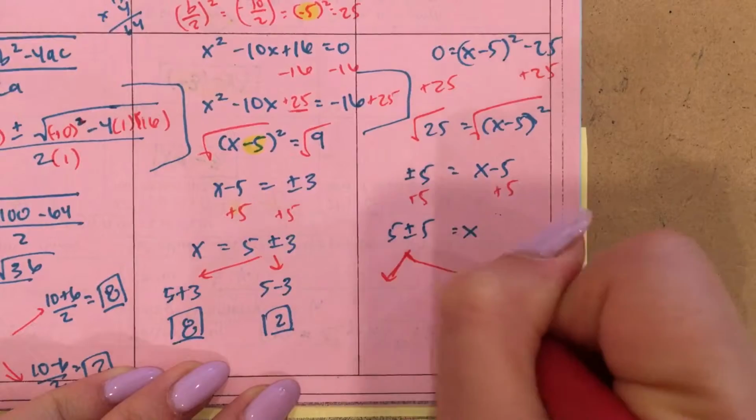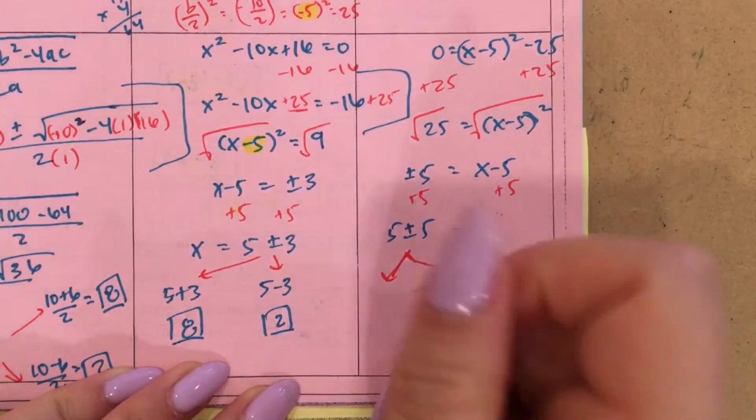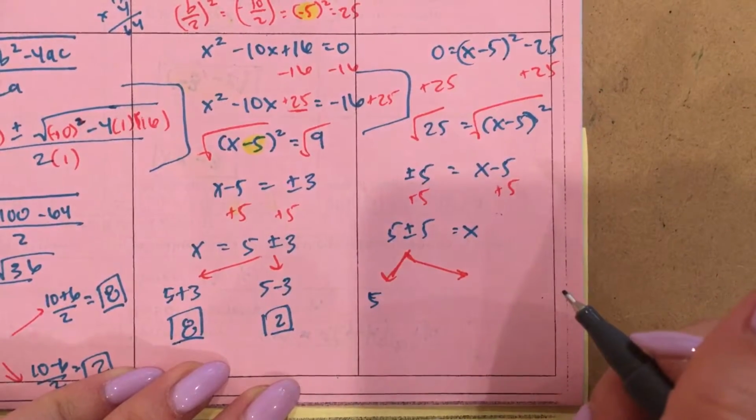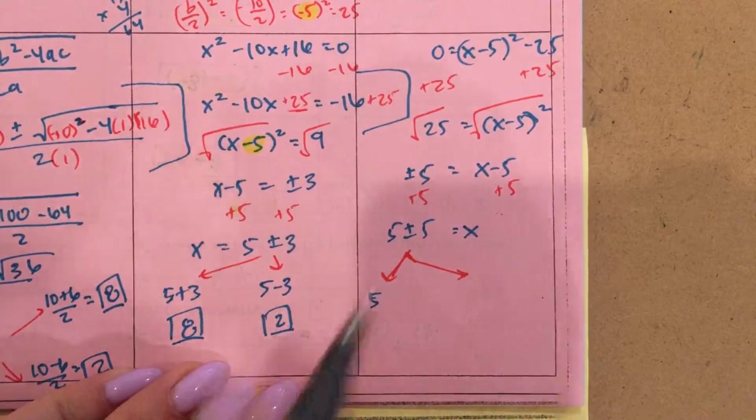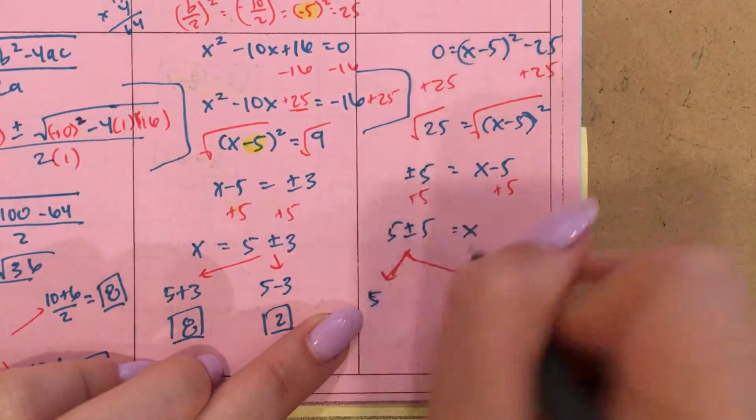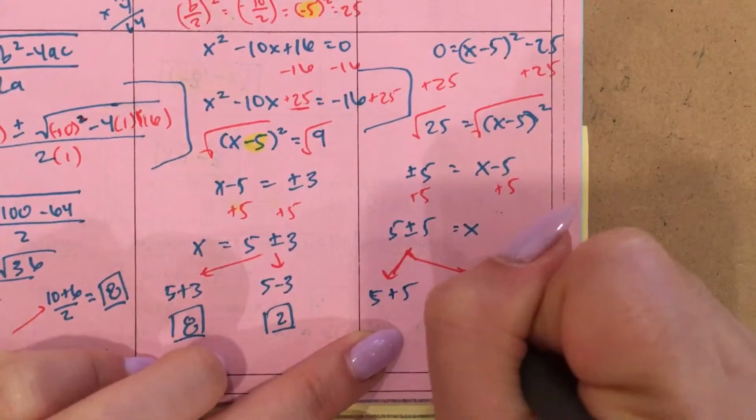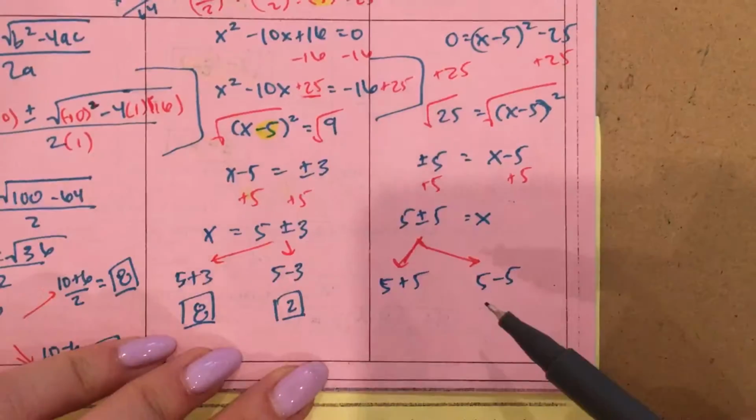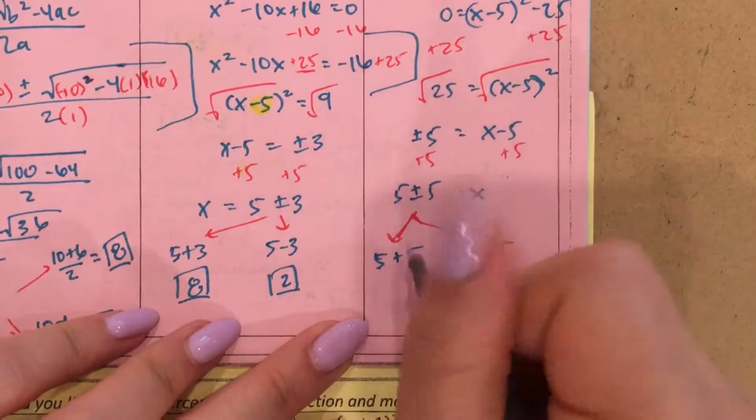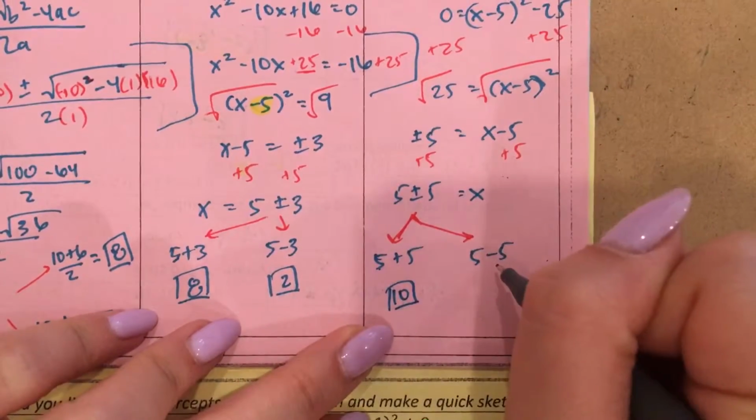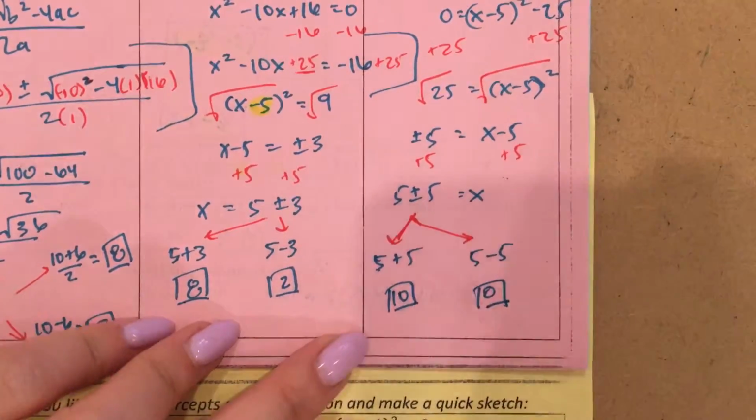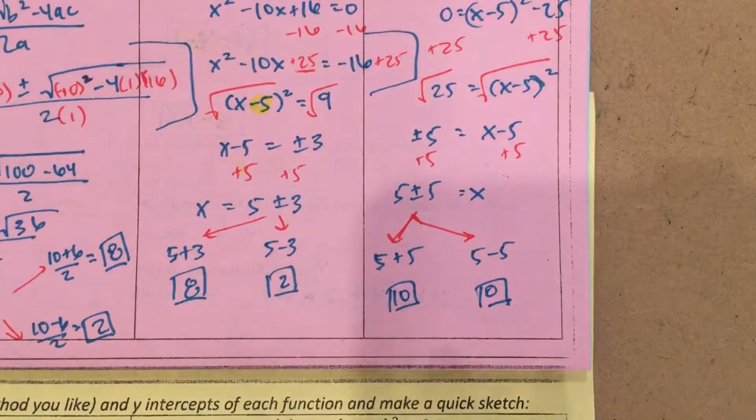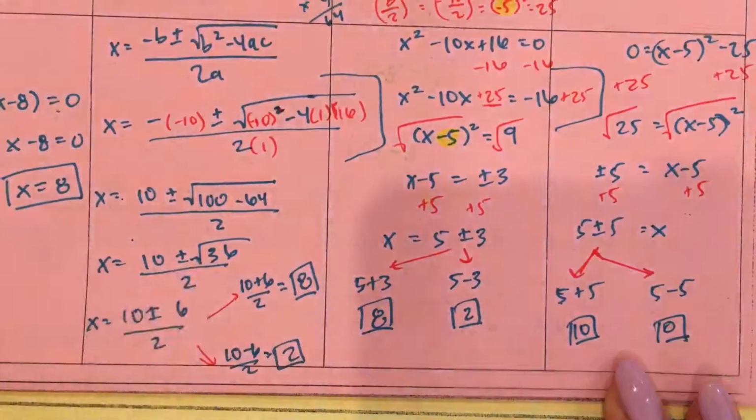Oops. So I have 5. I did something wrong. Oh no, just kidding. 5 plus 5 and then 5 minus 5. This is a different problem than these ones. That's why I'm getting a different answer. So 5 plus 5 gives me 10, and then 5 minus 5 gives me 0. So those are my answers. So for these three, you should get the same because they're the same equation. This one's different.